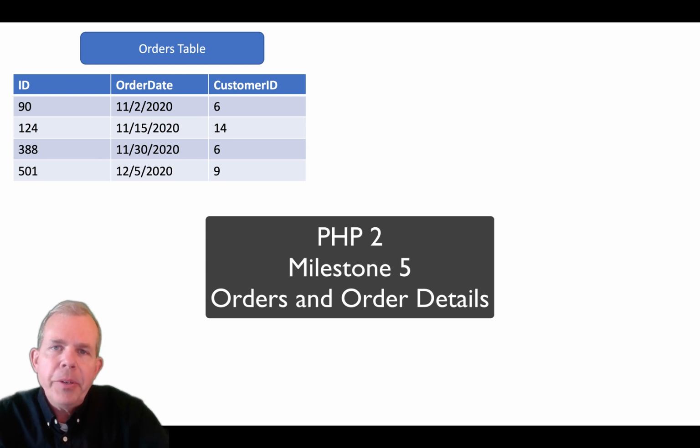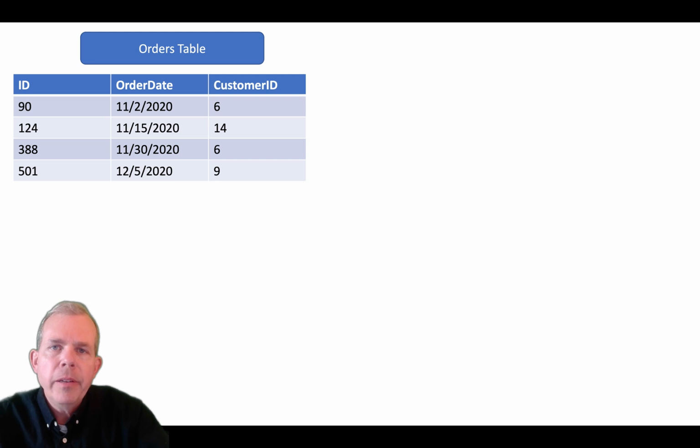Hi, in this video, I'm going to explain to you one of the steps in the class for PHP level 2. So in milestone 5 of this project, we are trying to do a checkout. And so to do a checkout of a shopping cart, you need to update two different tables.